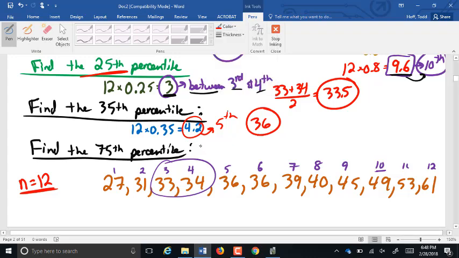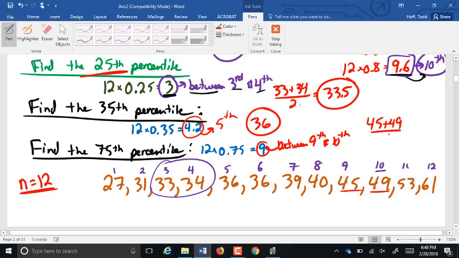For the next one down here, the 75th percentile is going to be 12 times 0.75, which is 9. Since that is a whole number, it's between the 9th and the 10th, so it's between 45 and 49. 45 plus 49 divided by 2 is 47.